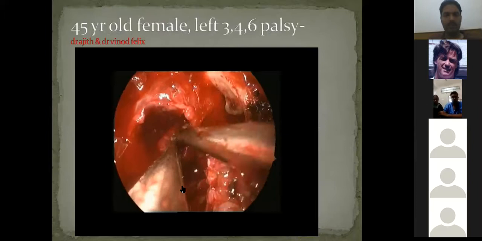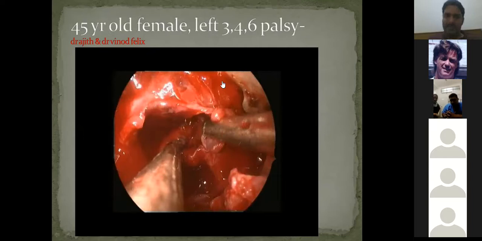So just to orient you, this is the sphenoid sinus. This is the sellar dura. We already opened the dura here. This is the clival recess. So this part is the suprasellar part of the tumor. We usually start working from the inferior aspect, then go laterally, and then come superior. That's how we proceed in case of a pituitary macroadenoma.